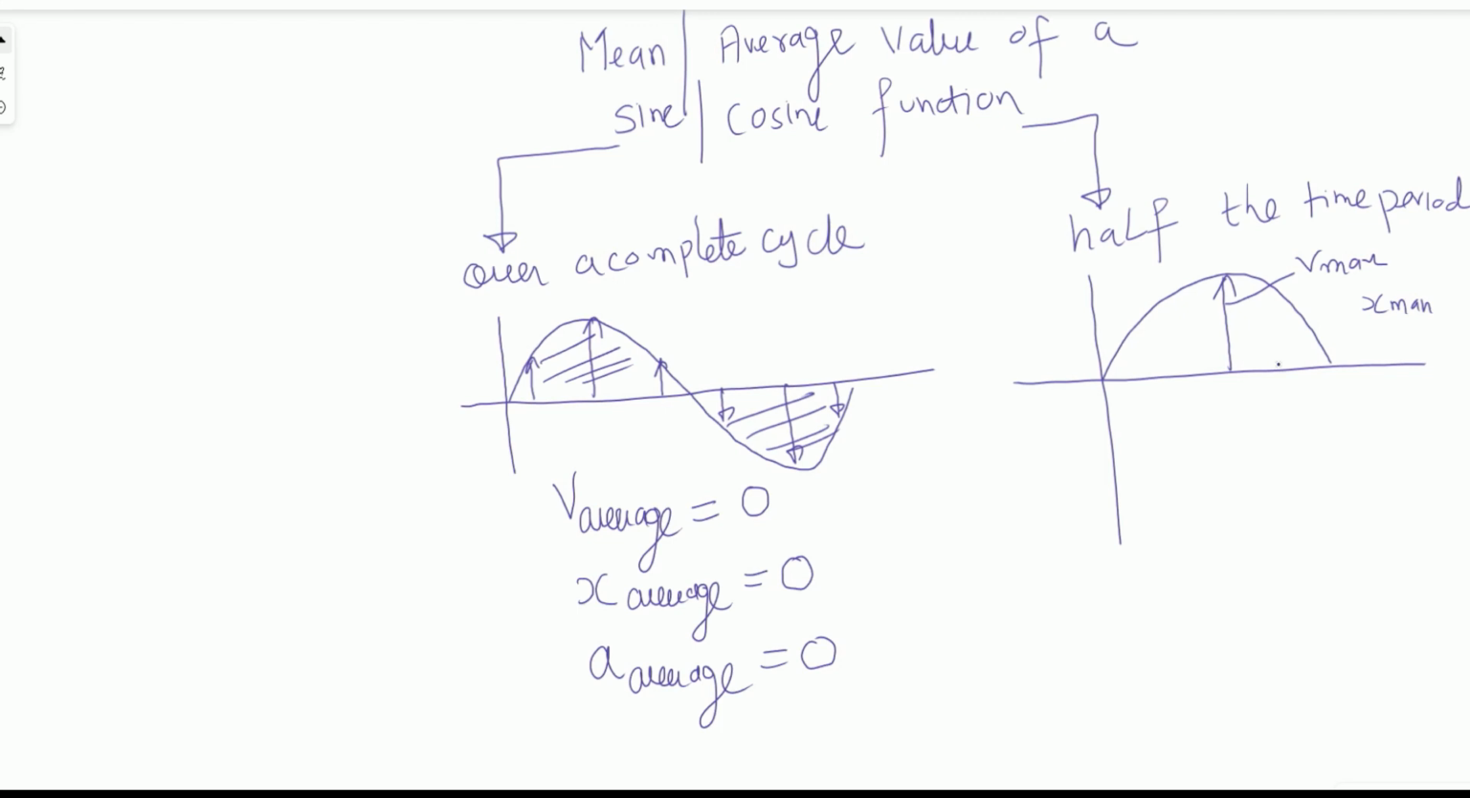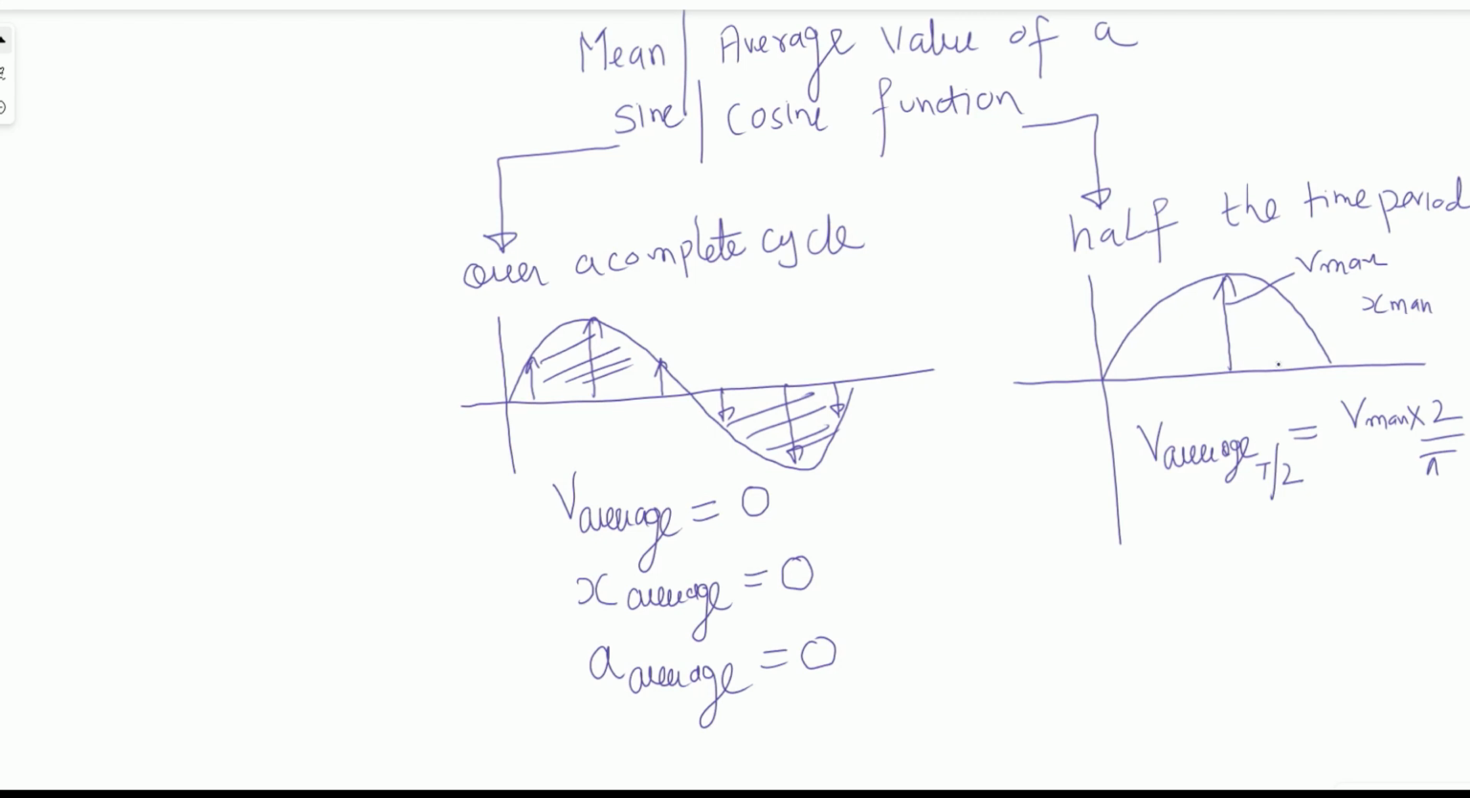What you do is the average value, V average, of the velocity of simple harmonic motion over T by 2 will be given by the maximum value multiplied by 2 by pi. This is what we need to do.